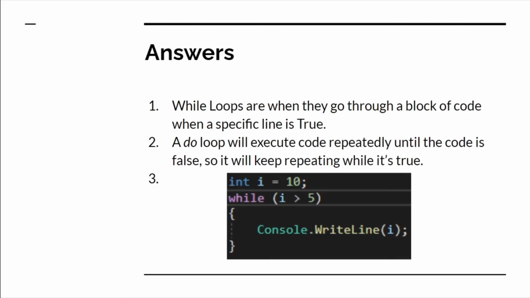The answers are: while loops go through a block of code while a specific condition is true. A do loop will execute code repeatedly until the condition is false, so it will keep repeating while it's true. And then number 3, here's the block of code for the answer right here. So that's the end of the video.